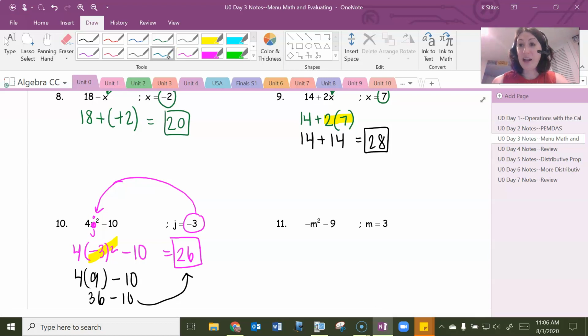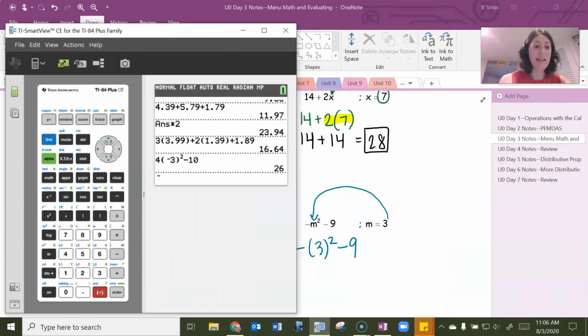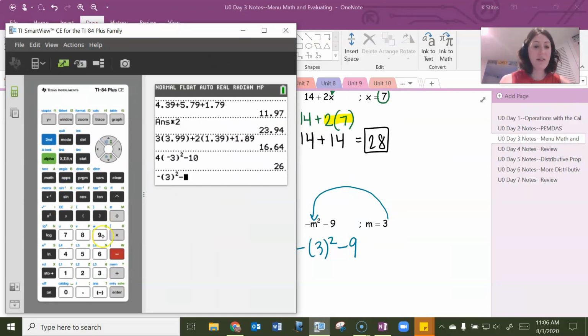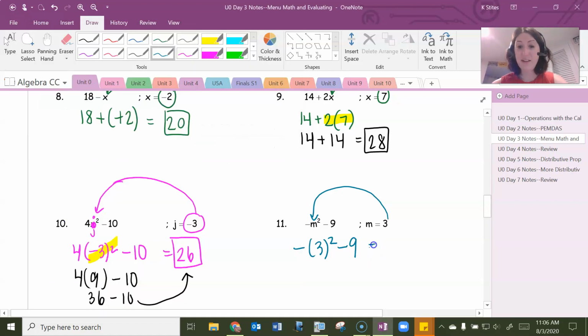Last one, m is 3. Again, the 3 is going in parentheses, not the -3. The negative was already there, just the number you plug in. You can use your calculator if you would like, but make sure you leave that negative outside the parentheses because it was there originally. And we get -18 as our answer.